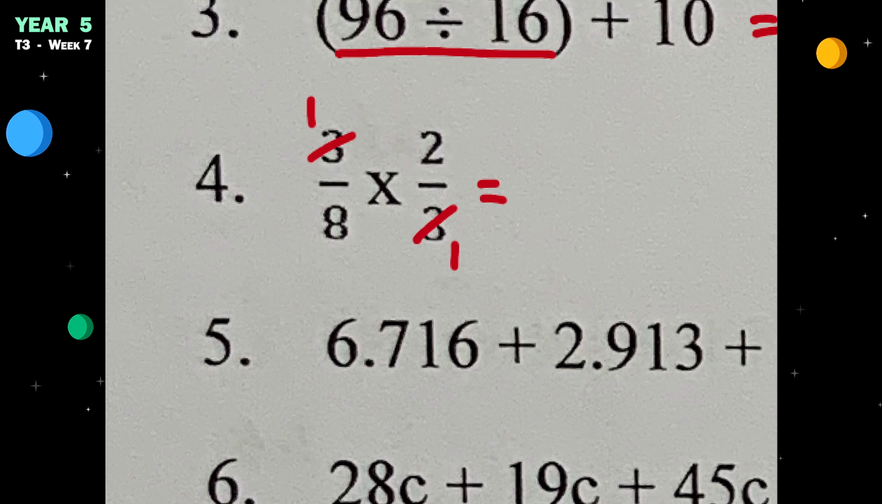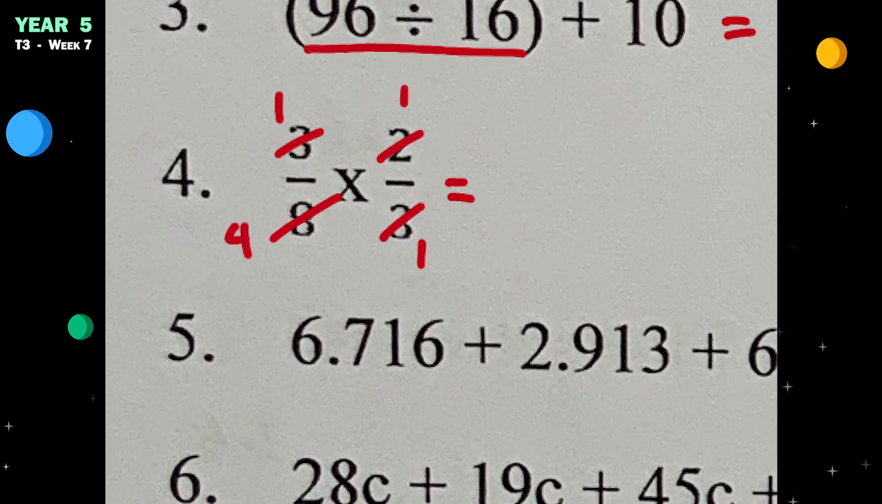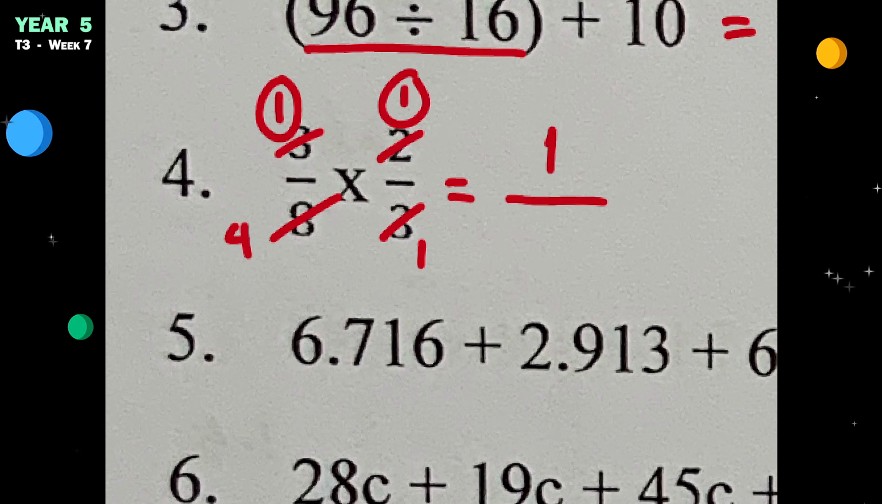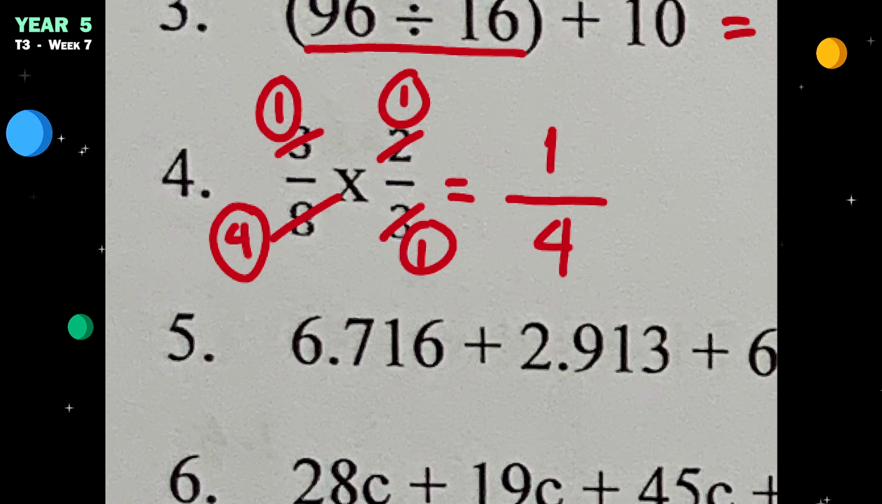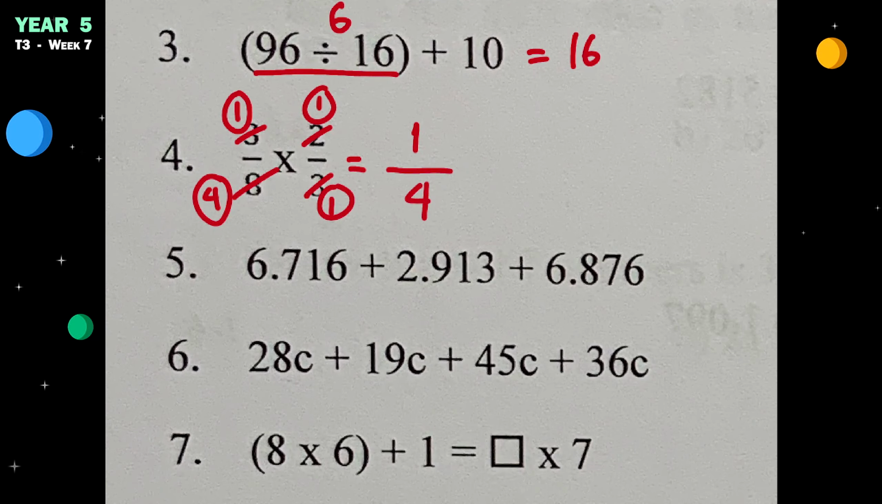So now we look at this one and we say, okay, 2 and 8, what can I divide them both by? Obviously, I can divide them both by 2, which gives 2 divided by 2 will be 1. 8 divided by 2 will give you 4. So now when you multiply them, you've got 1 times 1, which gives you a 1. 4 times 1, which gives you 4, and the answer is 1/4. It's just a faster way of doing the multiplication.